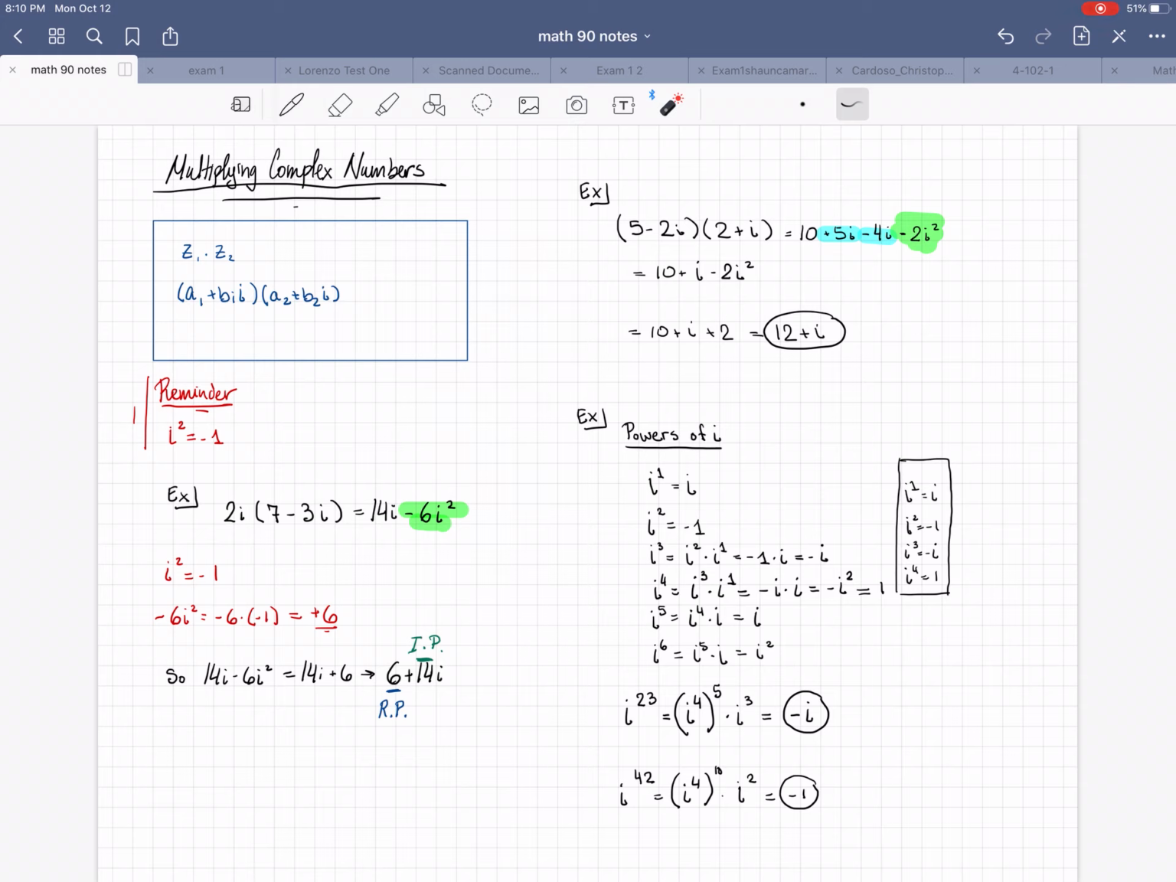So this concludes our lesson on multiplying complex numbers. We did a couple of examples of working with multiplications, and then we talked about powers of i. In our next video, we'll talk about dividing complex numbers, and as part of that conversation, complex conjugates.